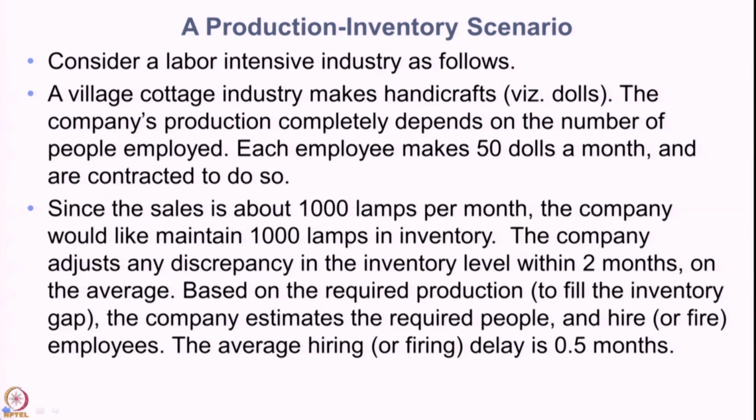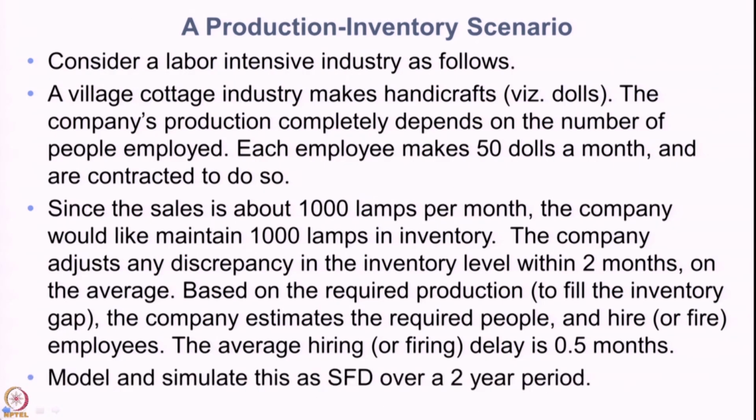Since the sale is about 1000 lamps per month, the company would like to maintain 1000 lamps in inventory. The company adjusts any discrepancy in inventory level within 2 months on an average. Based on the required production to fill the inventory gap, the company estimates the required people and hires or fires employees. The average hiring or firing delay is half a month. We would like to model and simulate this stock flow diagram over a 2-year period.